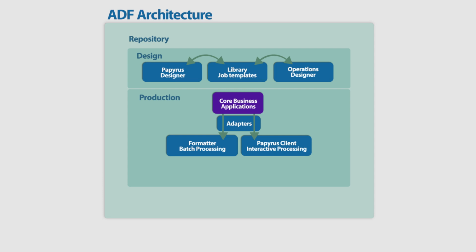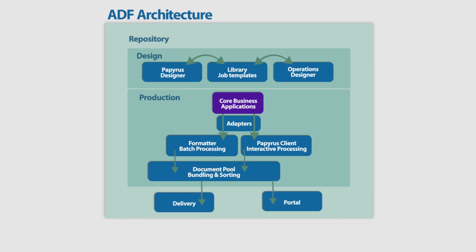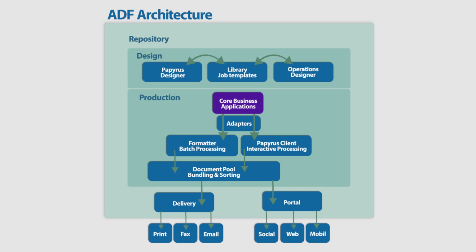After formatting, documents are checked into the document pool, where they are bundled, sorted, and finally delivered to different output channels. Documents that couldn't be delivered to the recipients are marked in the document pool for bounce handling on alternative delivery channels. Processing is tracked and used for reporting. Documents can be archived as necessary.